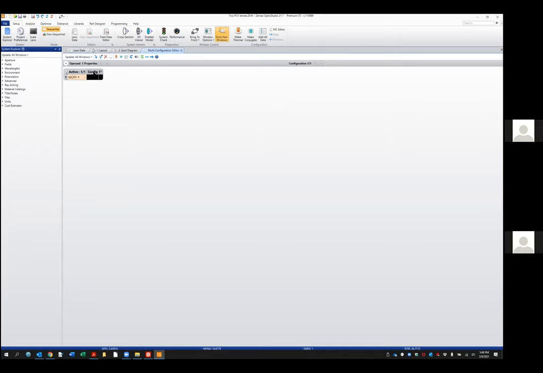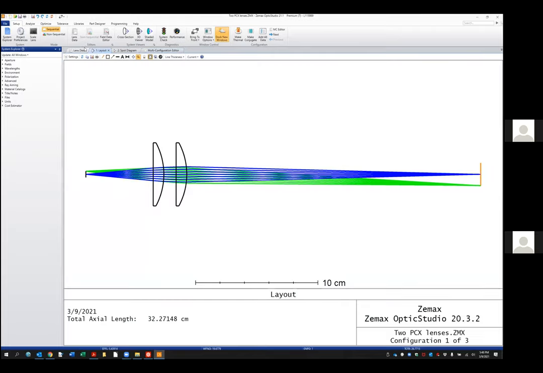And so let's say we want three configurations. Right now we've got only one adjustable parameter and one configuration, but let's just insert a configuration. And now let's insert another configuration. And then we have to decide what we want to change with these two lenses. If we're doing mechanical adjustments, we probably only want to vary the spacing between the lenses. On the other hand, we might want to compare different setups. We might want to change some curvatures. But let's just do the spacing between the lenses for now.